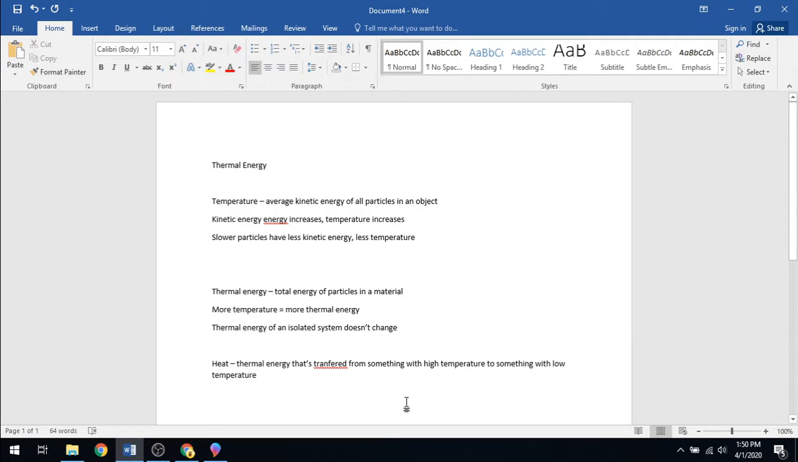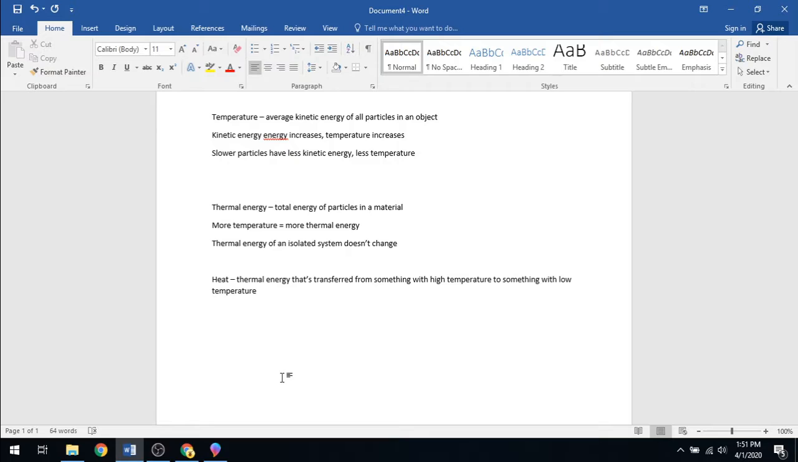So if you pick up some snow to make a snowball and you can feel that cold, the snow is not transferring cold to your hand. What's happening is heat is leaving your hand into the snow. So heat transfers from something with high temperature to something with low temperature.